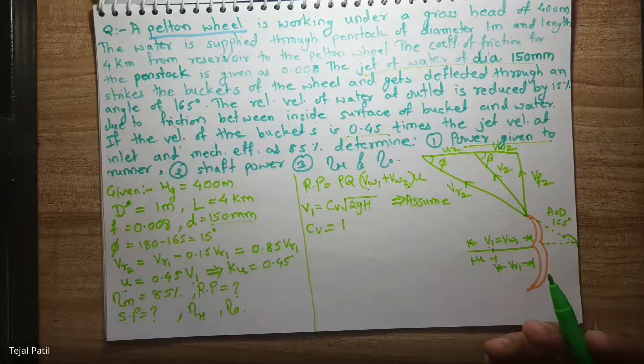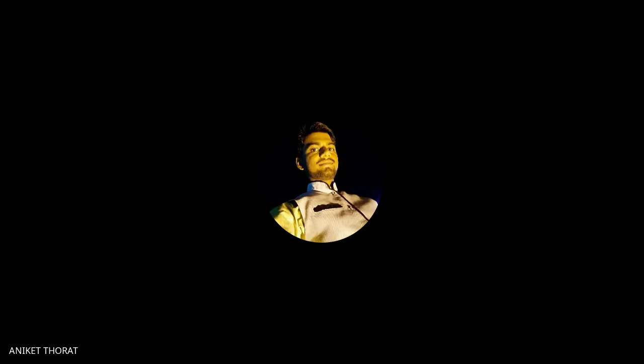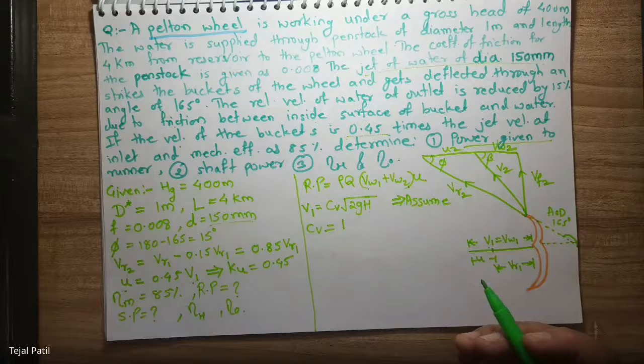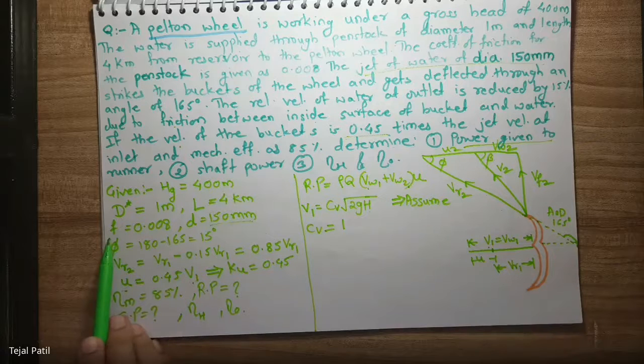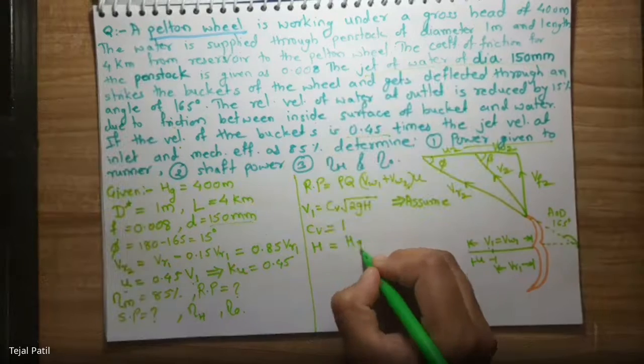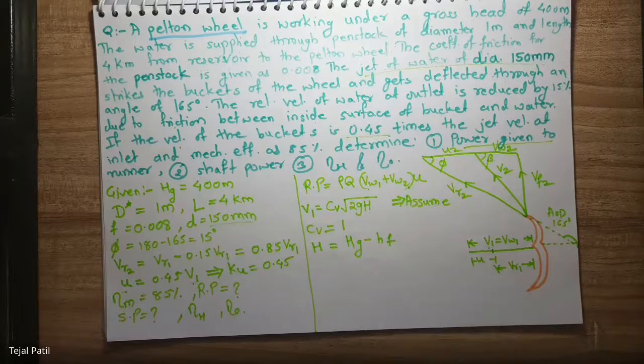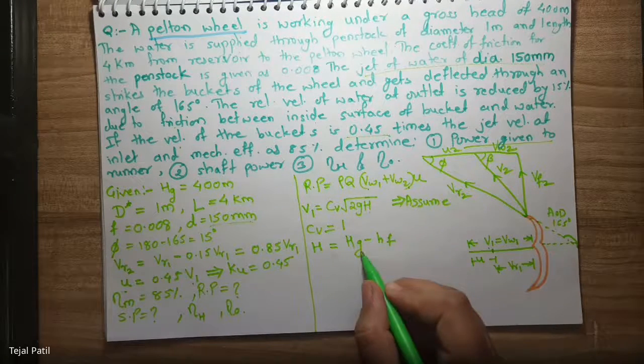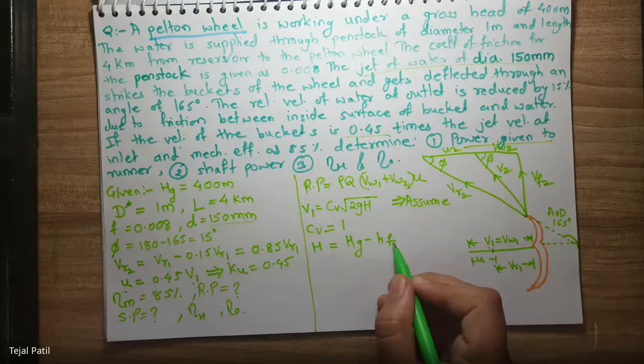How can you find H? What is the formula for H? H equals Hg minus Hf, right? Hg is given. For Hf, friction is given, right? So H you can write as Hg minus Hf. Hg is given, but you first have to find Hf.